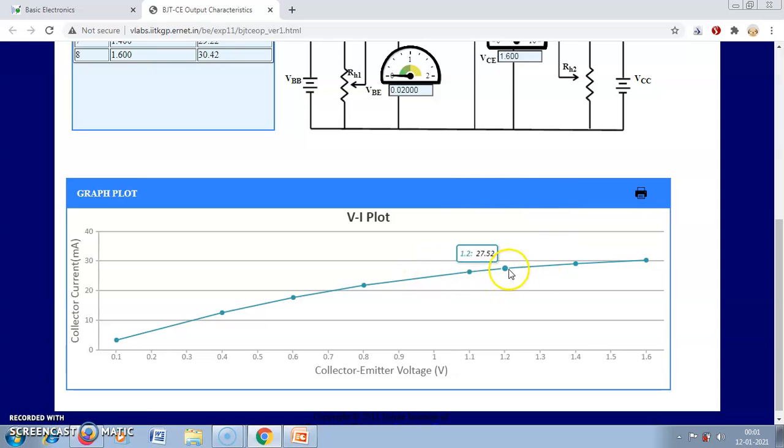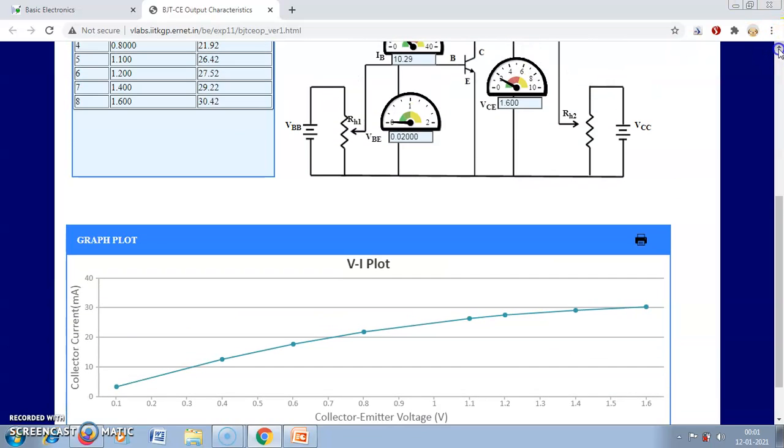In the active region, the current slightly increases. This is due to the early effect. What do you mean by early effect? Actually, when the output junction, meaning the base to collector junction, is reverse biased, then the depletion region at the output junction becomes widened and spreads into the base. So the effective base width decreases, and that is why recombination decreases and the collector current slightly increases. So the increase of the collector current in the active region is due to the early effect.